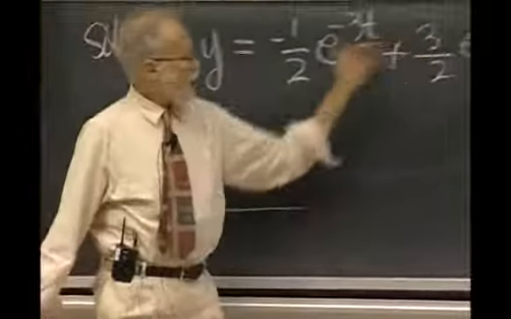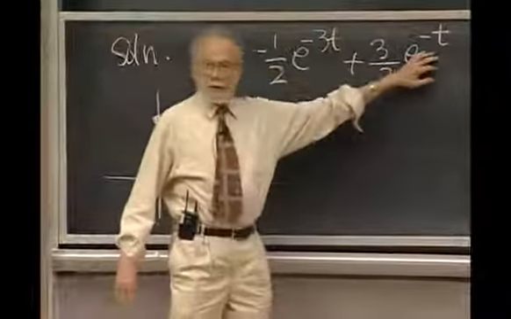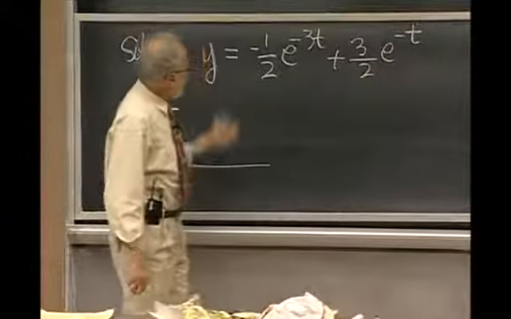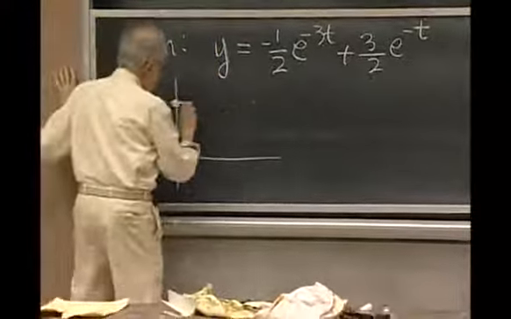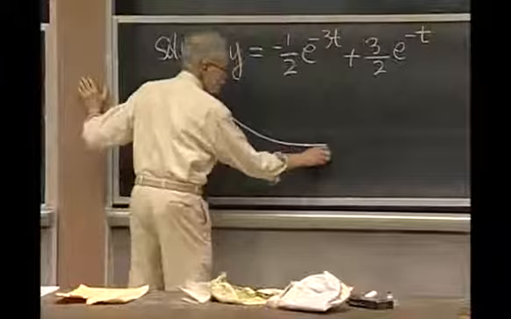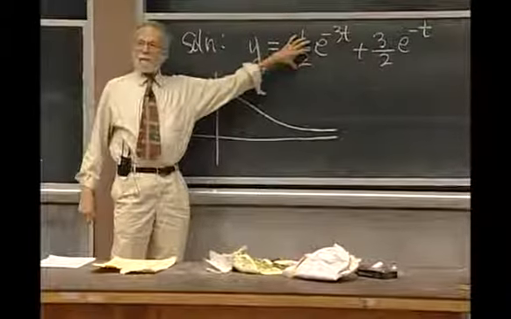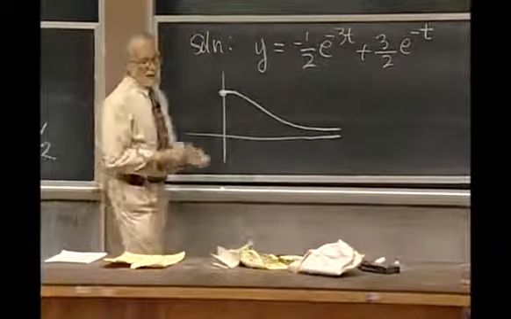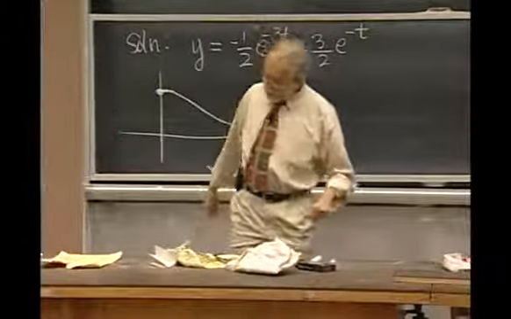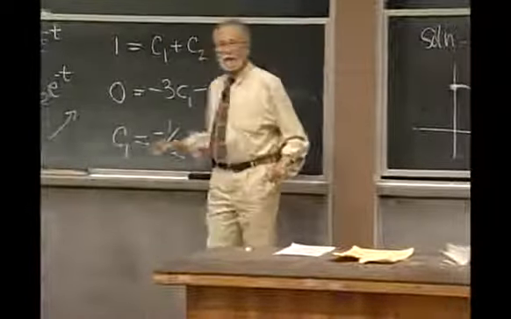So it starts like that. These are both declining exponentials. This declines very rapidly, this somewhat more slowly. It does something like that. That's the way that particular solution looks. How might other solutions look? I'll draw a few other possibilities.